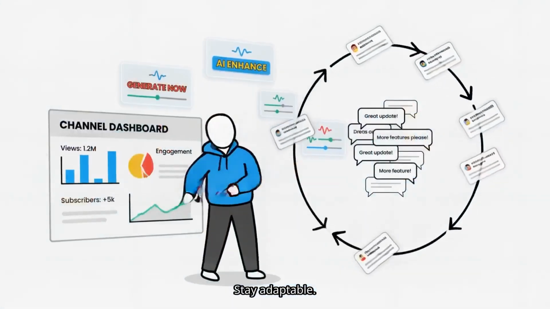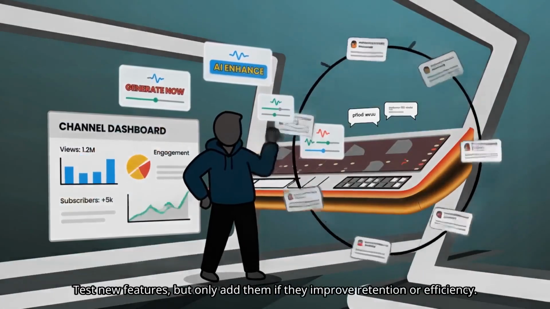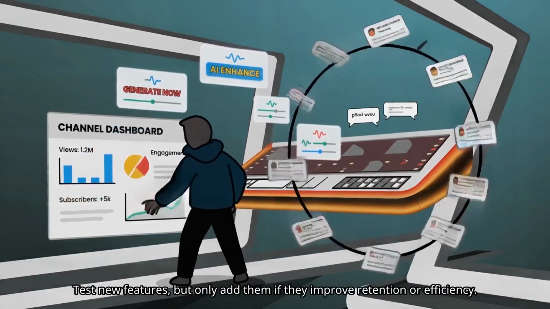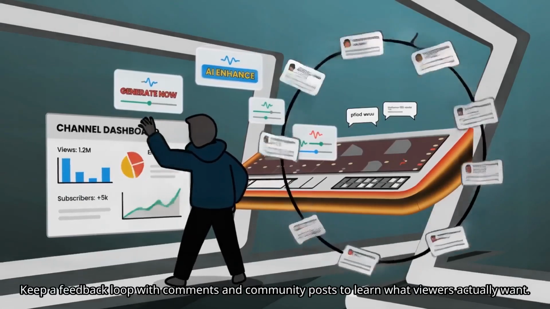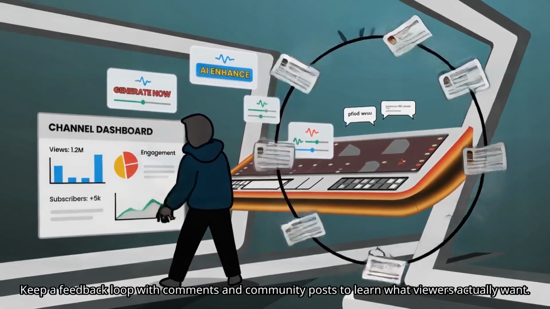Stay adaptable. AI tools evolve fast. Test new features, but only add them if they improve retention or efficiency. Keep a feedback loop with comments and community posts to learn what viewers actually want.